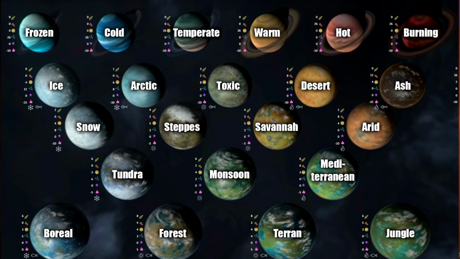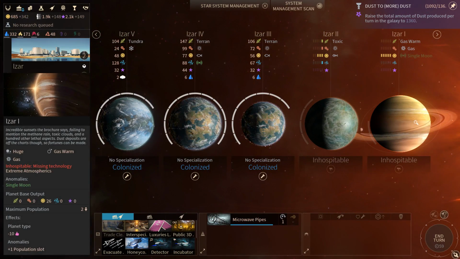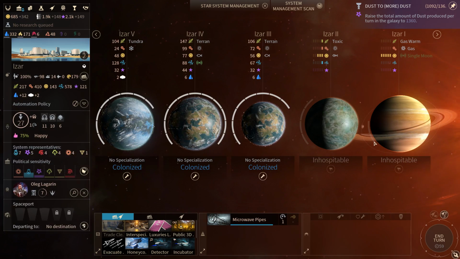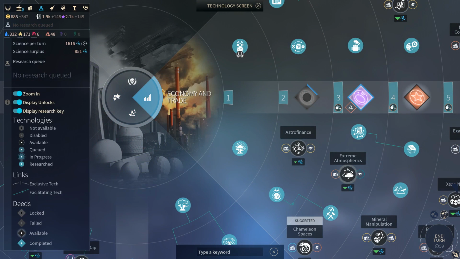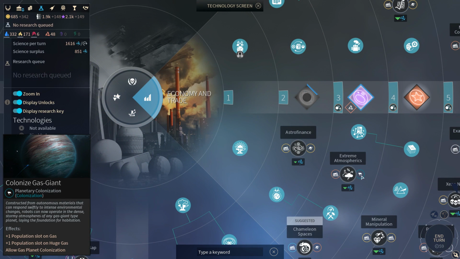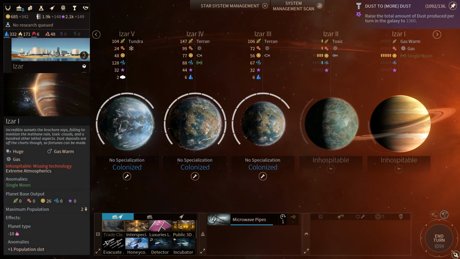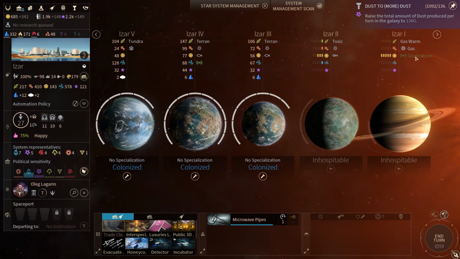Now, the question of whether they are worth colonizing depends, because, for example, here I have a gas planet that has, as an anomaly, a single moon, which gives it +1 population slot. So that gives it 2 population. Now, if I take the technology in order to colonize gas planets, that one gives you +1 population slot on gas planets, but also +1 population slot on huge gas planets. So if you have a huge gas planet like I have here, I would get 2 extra population slots, plus the one I get from a moon.